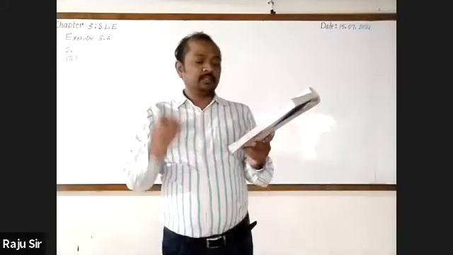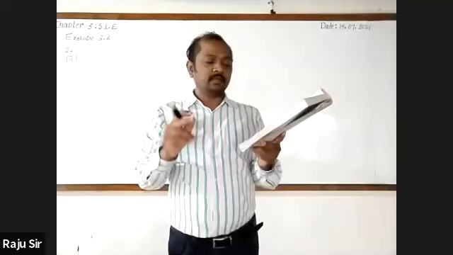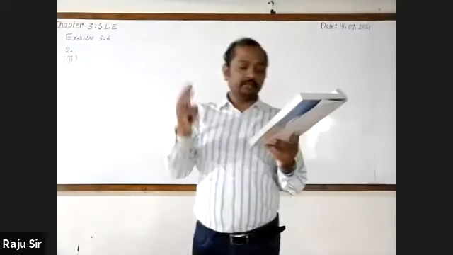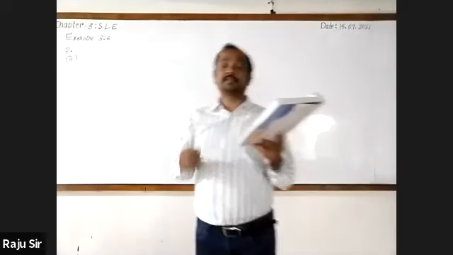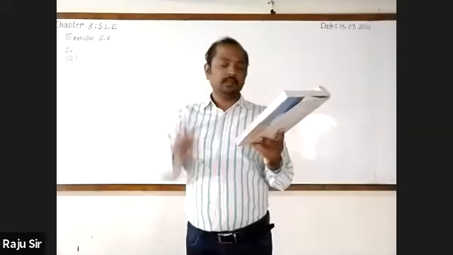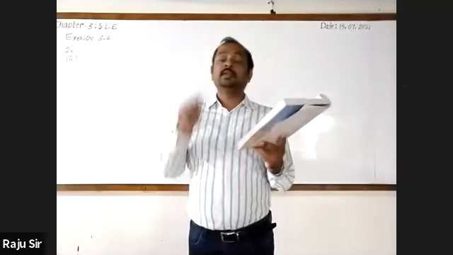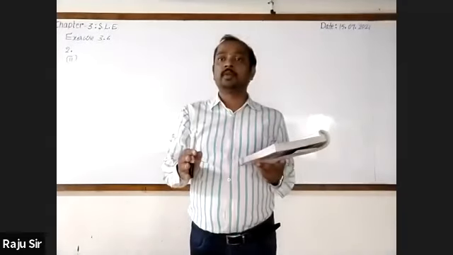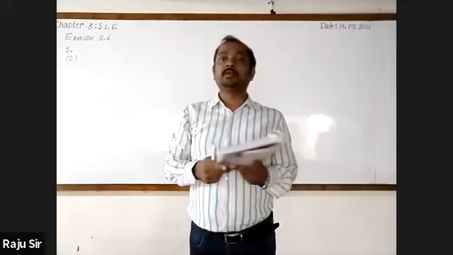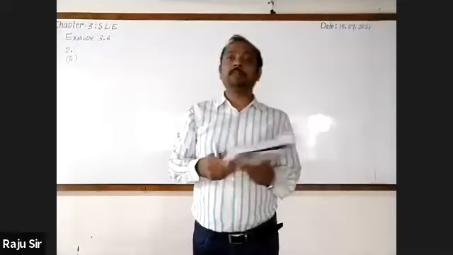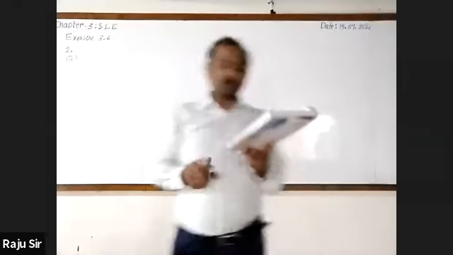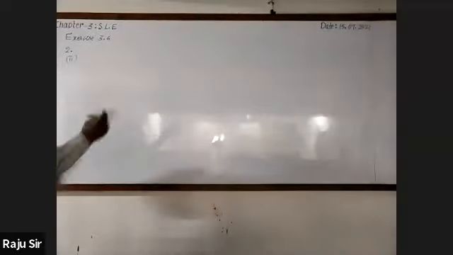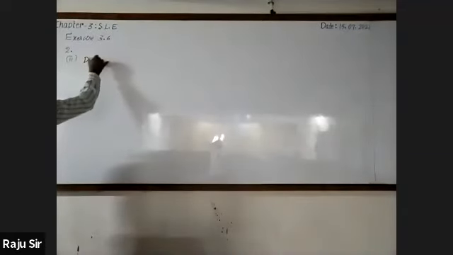The statement is like this: 2 women and 5 men can finish an embroidery work in 4 days, while 3 women and 6 men can finish the same embroidery work in 3 days. Then if this work is done by one man alone and one woman alone, how much time is taken by them? That should be found out. So here, let me write the data.